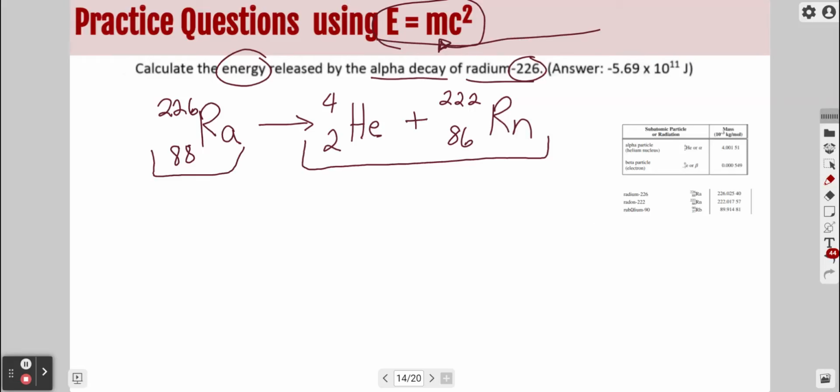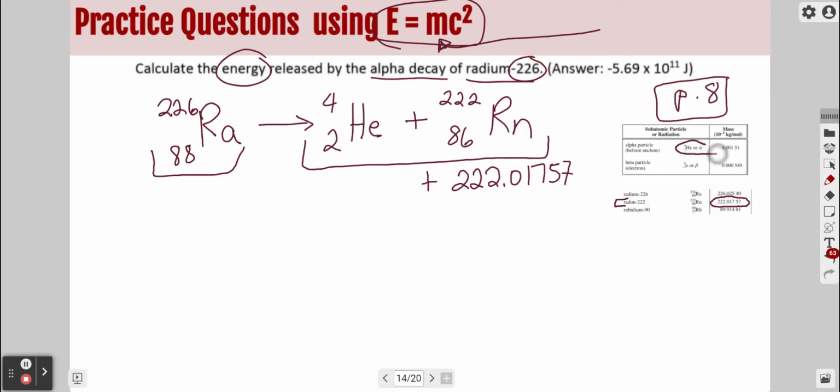So radon 222. This is all on page 8 in your data booklet. These are the masses of these different isotopes, and you can see it has a 222. So this mass is 222.01757. Don't worry about the units or anything like that right now. We're going to add that to the mass of the helium, which is 4.00151.